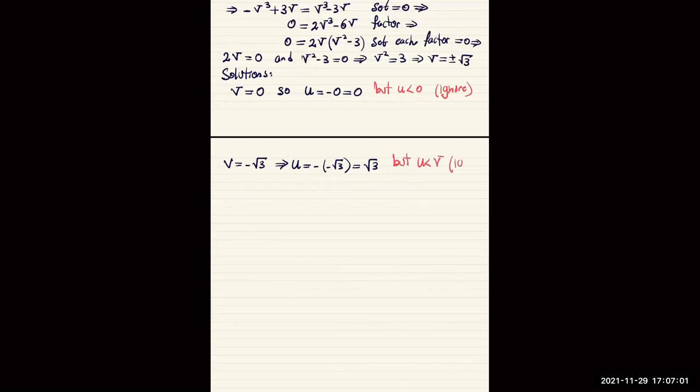And the last option is v equal to root 3. If v is root 3, then since we've already determined that u is negative v, u has to be negative root 3, which is what we want, okay?